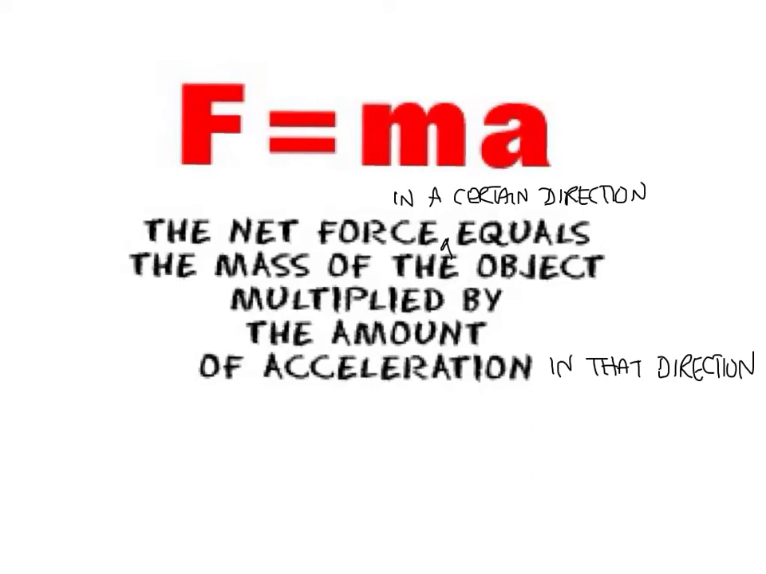So what does Newton's second law tell us? It tells us that the net force in a certain direction, that's the total force in a particular direction, left, right, up or down, equals the mass of the object multiplied by the amount of acceleration in that direction. Let's have a go at using it to put some equations together.